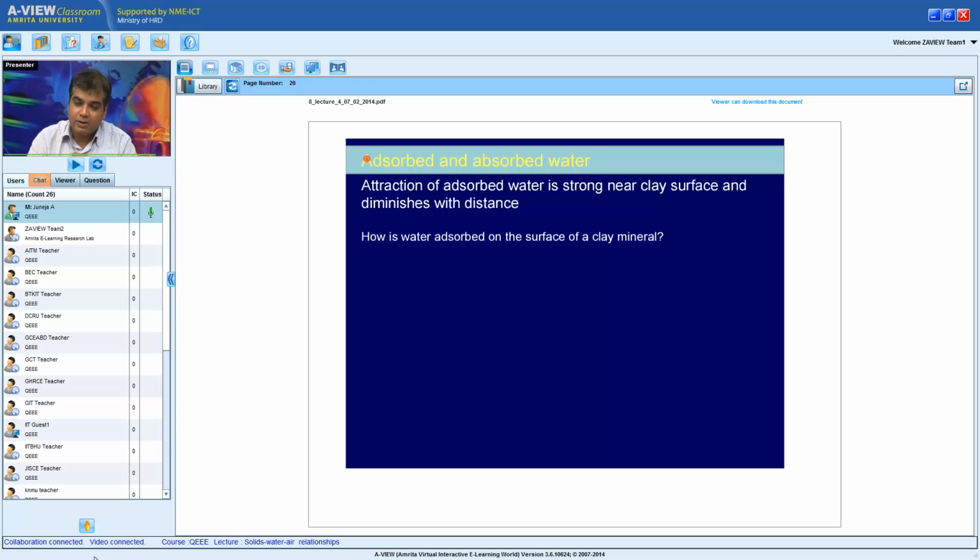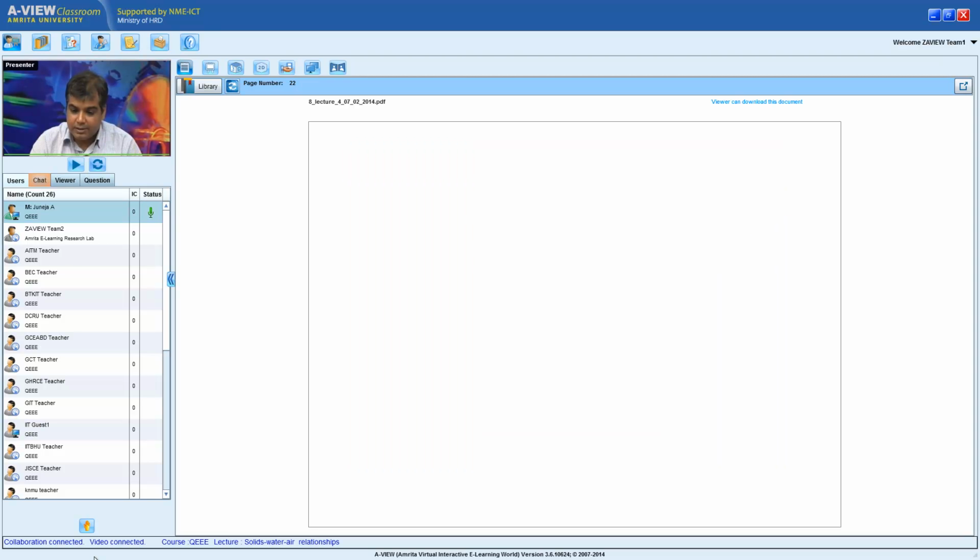The question is, how is this water adsorbed on the surface of the clay mineral? Some people like to give it a very nice name. They call it the diffuse double layer, DDL, but we're not going to look at those things today. What we ask is how this water is adsorbed, how is this layer formed.